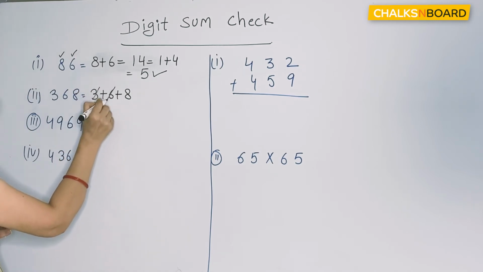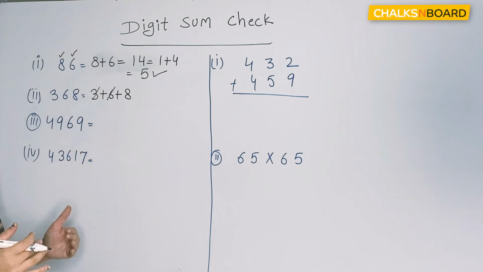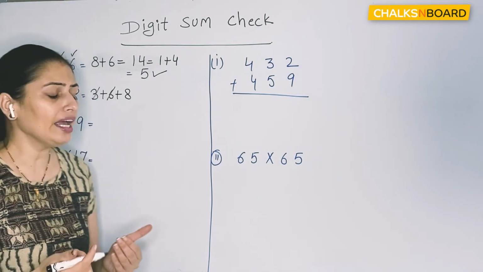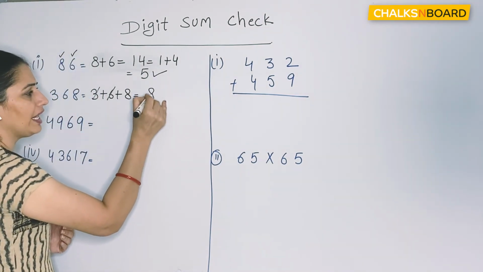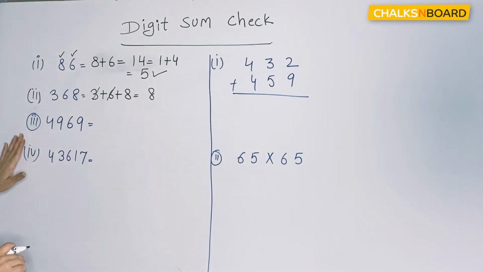So we can cancel here 9 क्योंकि 9 को ऐड करने से आपको रिजल्ट सेम ही मिलने वाला है, so that means this is the 8. It is our answer.